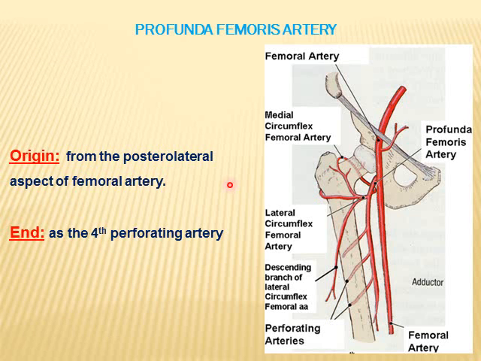Profunda femoris artery is the largest branch of the femoral artery and is considered the main source of blood supply to the thigh. It arises from the posterolateral aspect of the femoral artery and terminates as a fourth perforator. Profunda femoris gives rise to 4 perforating arteries. Profunda itself continues as a fourth perforator. They are called perforators because they perforate adductor magnus muscle.